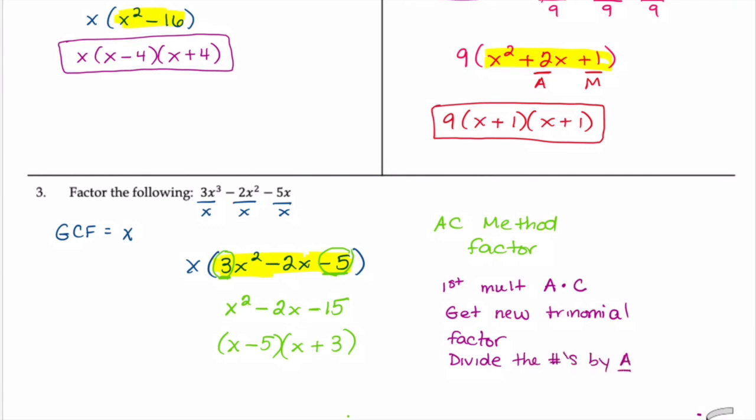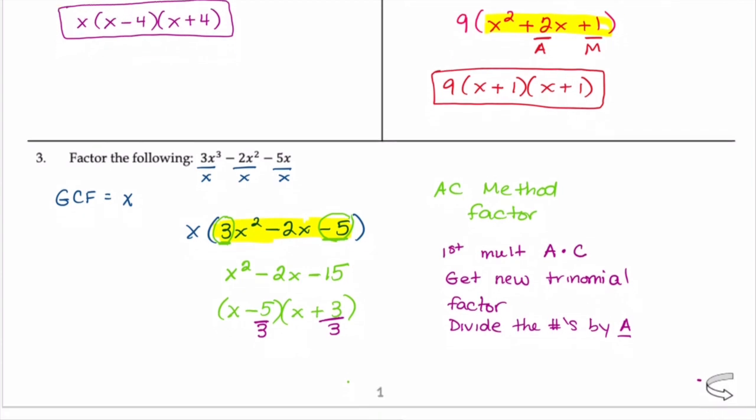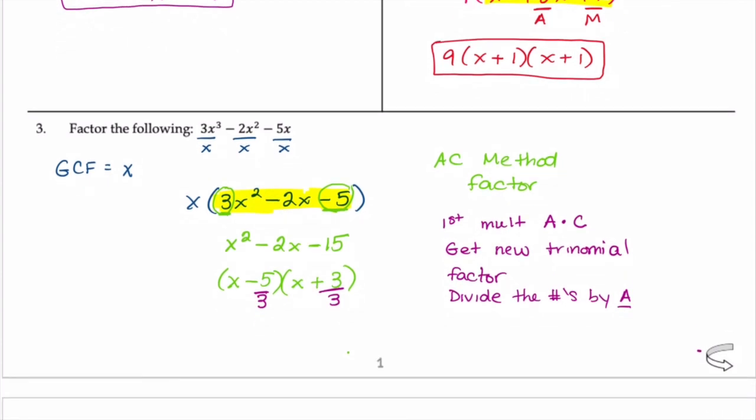What's our a? I'm dividing the numbers by the a, which is 3. Now here, you see that we have -5/3. Can I simplify that any further? No, this is in its simplest form. Because we never write our factors in this manner, we're going to bring this denominator in front.